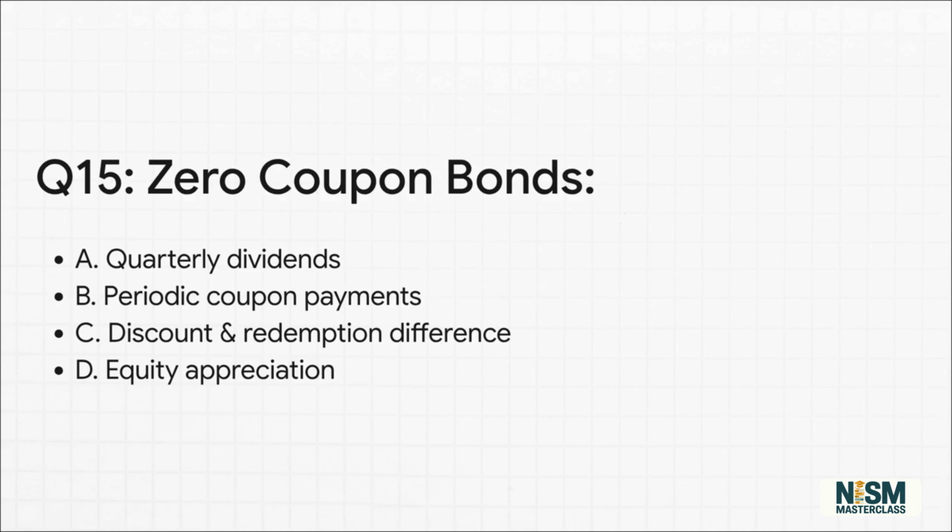Question 15. Zero coupon bonds generate returns through A. Quarterly dividends, B. Periodic coupon payments, C. Discount and redemption difference, or D. Equity appreciation. Pause now if you need more time.